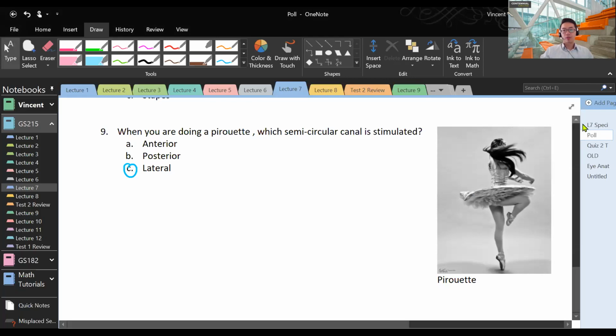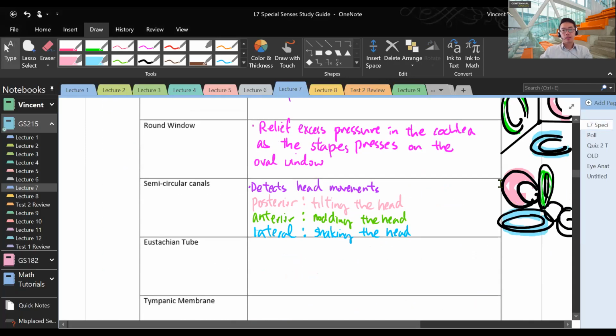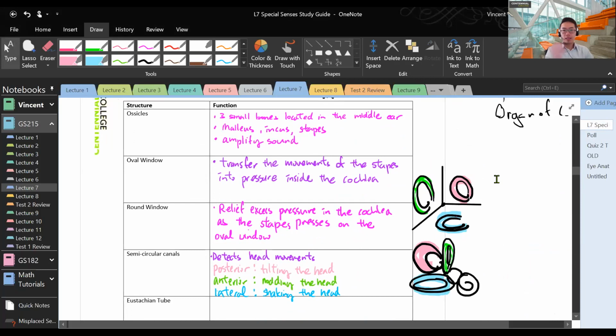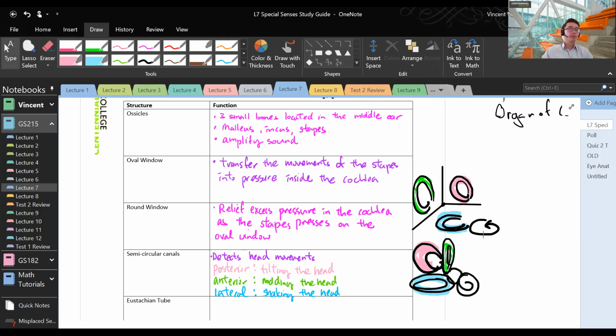If you go back to our picture here, if you are doing a pirouette, you are spinning this way, right? So that's going to be like this, spinning around in a circle. So the lateral one, the blue one, is going to be stimulated. So help me out here. What do you need to do to stimulate the anterior one? What kind of motion should we be doing to stimulate the anterior one? Anybody?